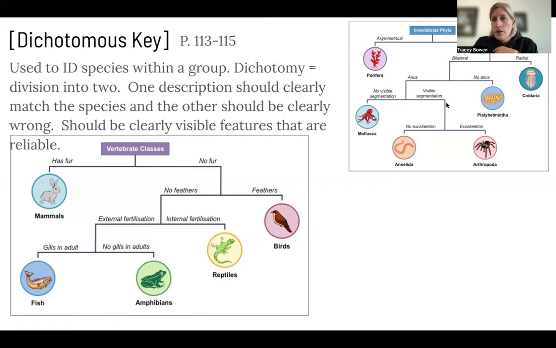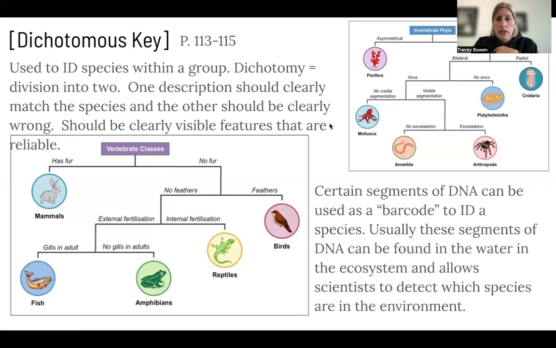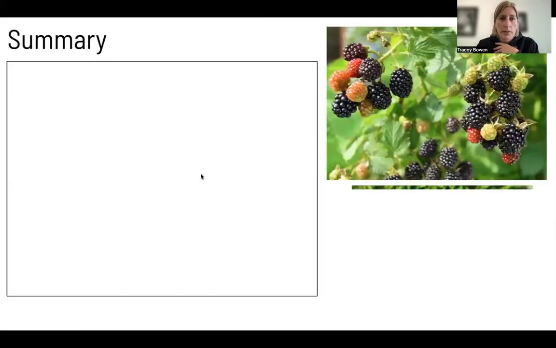And here we can see a similar dichotomous key using invertebrate phyla: asymmetric versus symmetric, bilateral versus radial symmetry. Certain segments of DNA can be used as a barcode to identify species. Interestingly, these segments of DNA can also be found in the water in the ecosystem where these species are present. So it allows scientists to detect which species are in the environment without actually having to go out and count species in the environment.